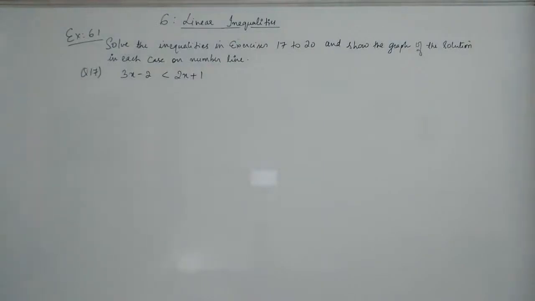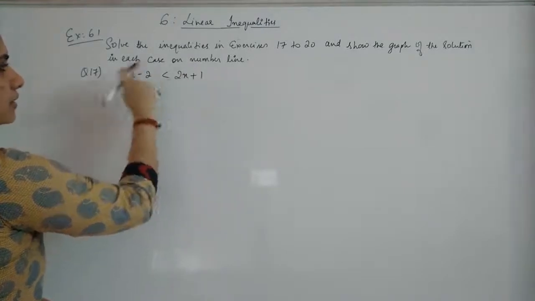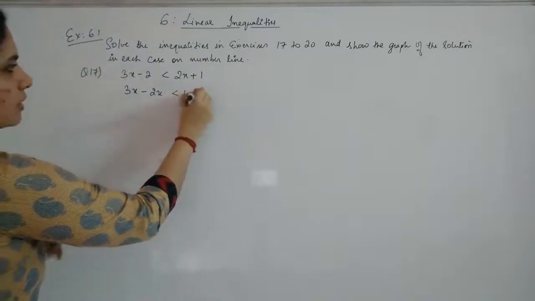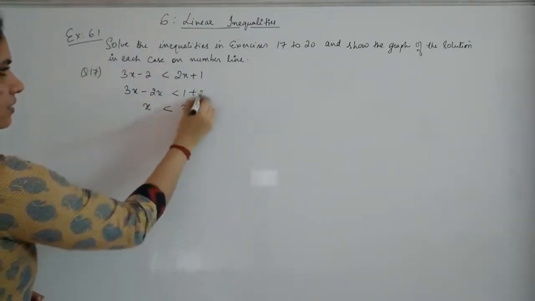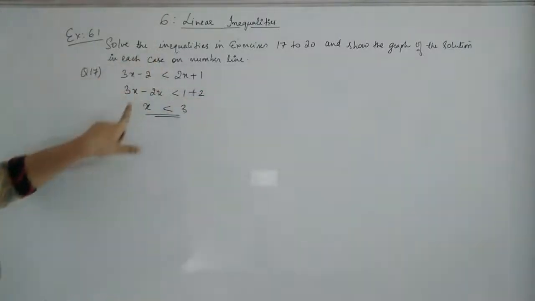The first one is 3x minus 2 is less than 2x plus 1. So you will have 3x minus 2x, taking the x part to the left hand side, and the 1 will go there as plus 2. That means you will have x less than 3. So x is less than 3 is actually the solution of the inequality.